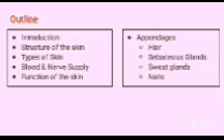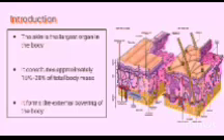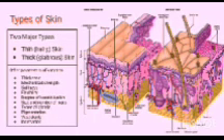Okay, you have skin. When you close your eye, you find out that there is skin there. So we know that it is the largest organ, and it constitutes 15 to 20% of the total body mass. It forms the external covering of the body.